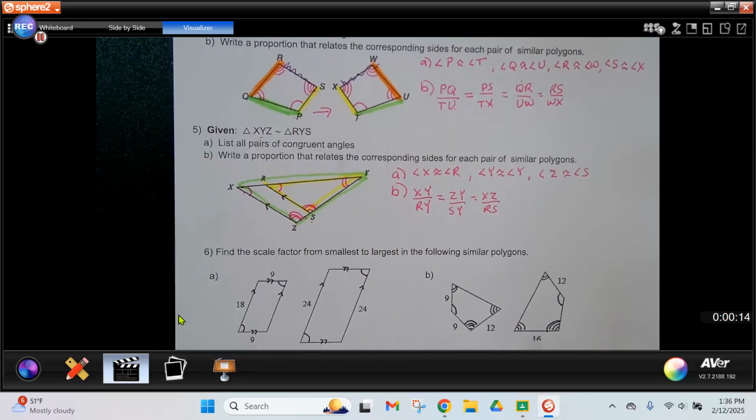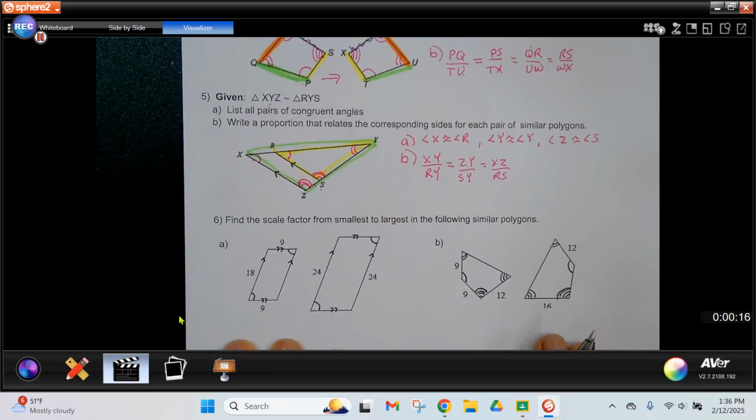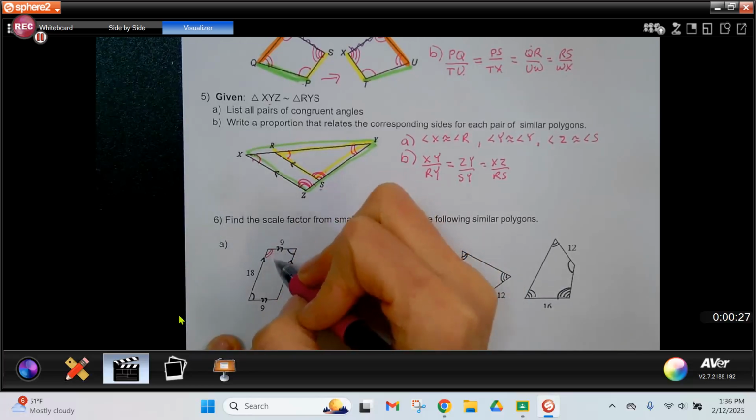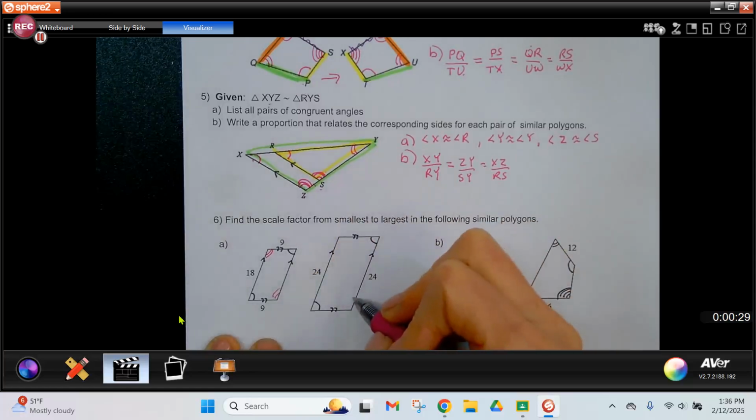All right, so number 6, find the scale factor from the smallest figure to the largest one in both of these. So these are similar polygons, and the angles have been marked. I mean, this one hasn't, but we know that these two are going to be congruent because these are parallelograms.